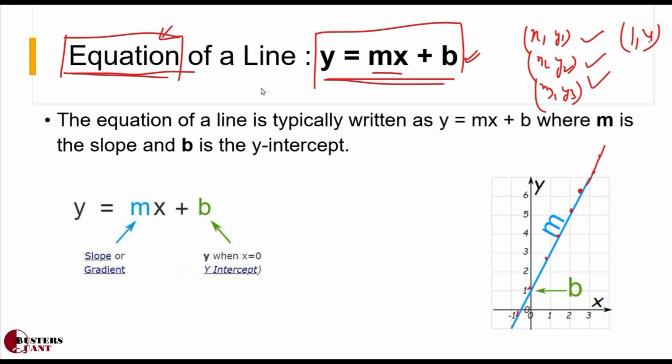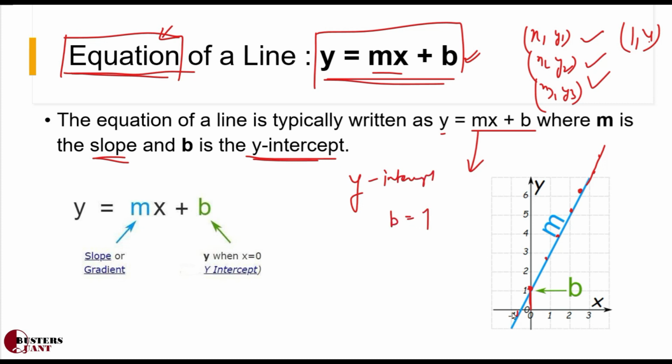Now, how to represent the line? Equation of a line is typically written as y equal to mx plus b, where m is equal to slope and b is the y-intercept. Now, what is y-intercept? This is the y-intercept. It means it is a point at which the line intersects the y-axis. For example, this line is intersecting y-axis at 1. So here y-intercept is 1. Y-intercept we can write as b equal to 1.